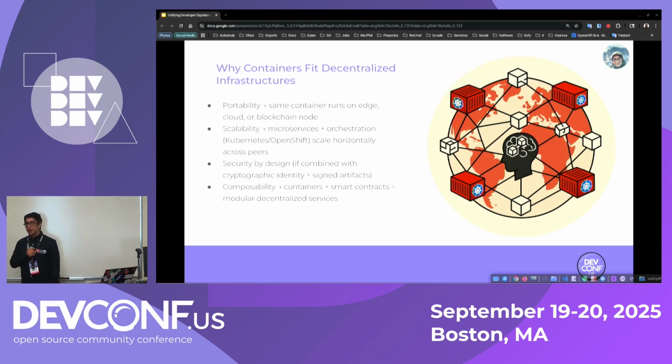Security. Once you go to the cloud, security becomes really, really important because you don't have full control of that part as we used to have. Having a cryptography standard is important in any decentralized application. Then we need cryptography, identity, and signed artifacts to do this.